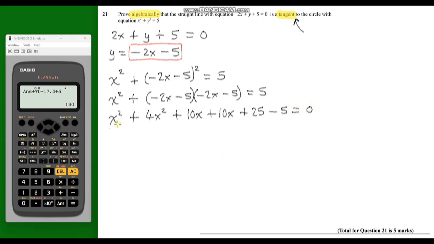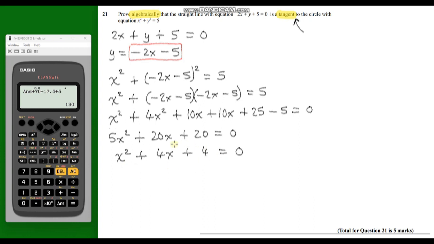Now I can just tidy this up. So x squared plus 4x squared, that will give me 5x squared. 10x plus 10x, that's plus 20x. And then 25 minus 5 is plus 20. That equals 0. And now everything here is divisible by 5. So I can divide everything by 5. I'll be left with x squared plus 4x plus 4 equals 0.